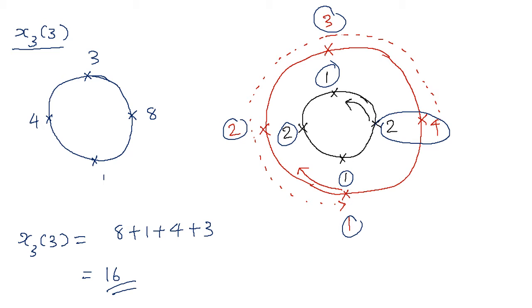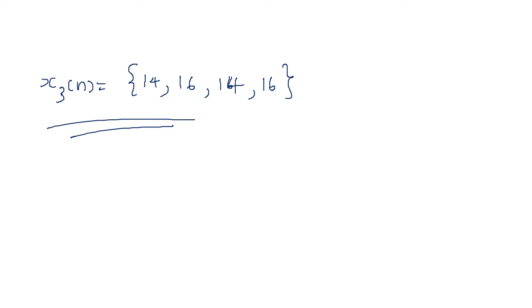Thus we have obtained all the values of the sequence x3 of n by circularly convolving x1 of n with x2 of n. We write the final sequence: x3 of n is, the first value is 14, the next value is 16, the next value is 14, and the next value is 16. So this is how we find the circular convolution.